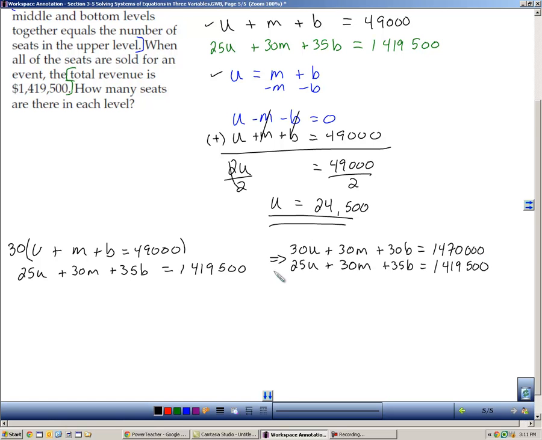So the m's have a 30 and a 30, so I'm going to subtract those. Those will be eliminated. 30 minus 25 is 5u. 30 minus 35 is minus 5b. And then when I subtract those numbers, I get 50,500. Now the nice thing I can do now is I know what the u is, so I can plug in 24,500 for u and then solve for the b.